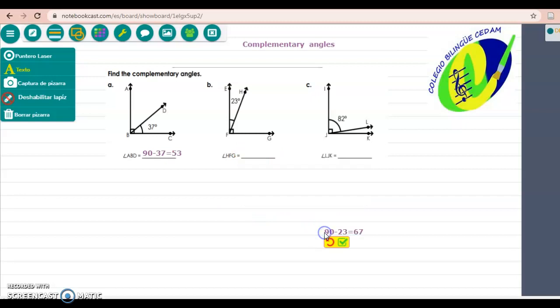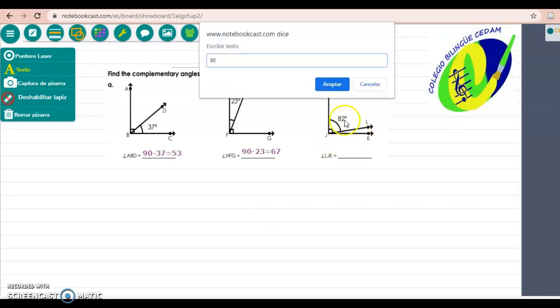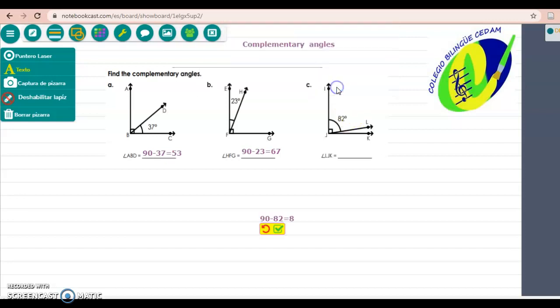And the last exercise, guys. For the last exercise, we're going to use the same methodology, okay? So we have 90 minus the value that we have in here, that is 82 degrees, equal, okay? If you want, you can practice that. So 90 degrees minus 82 degrees, it's going to be 8. Excellent. So that's all, guys.